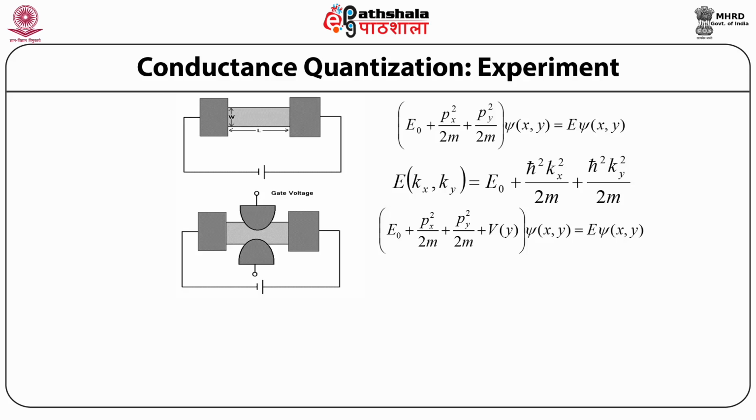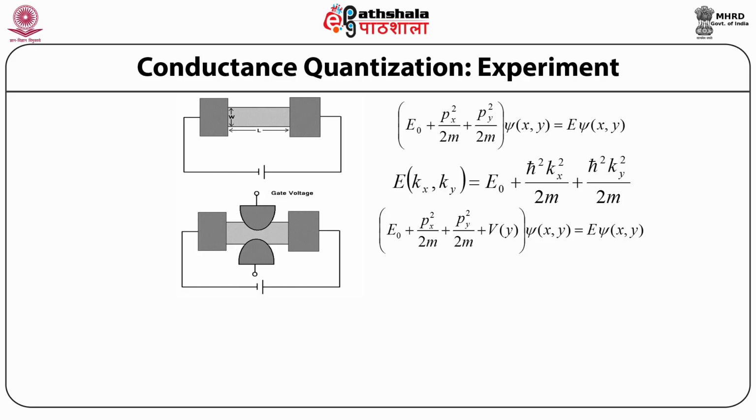Now in this case, the energy is quantized along the z direction as the conductor is reduced from 3D to 2D. In this figure, shown on the left hand side is the schematic of the current carrying conductor in 2D, that is without gate bias and with gate bias.